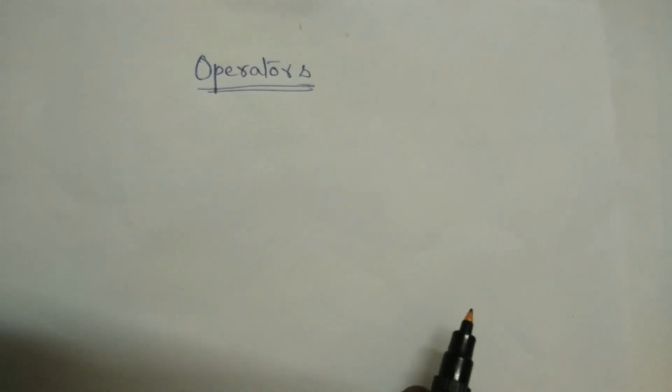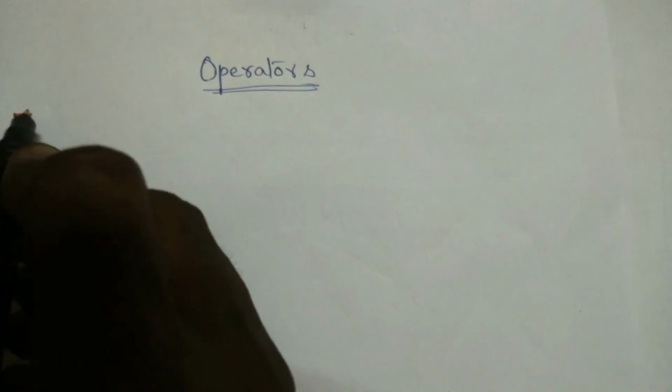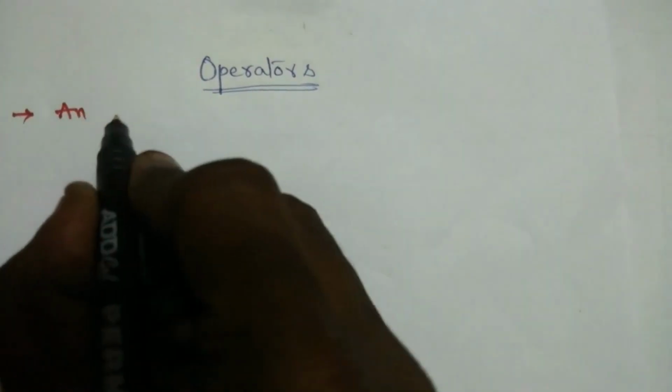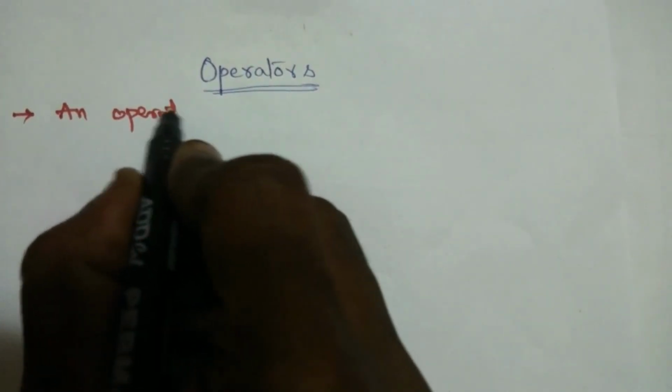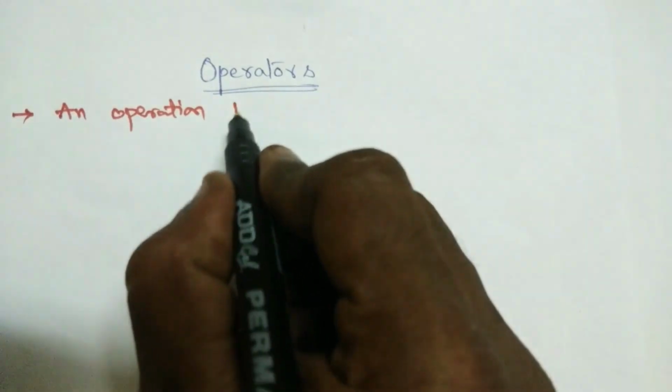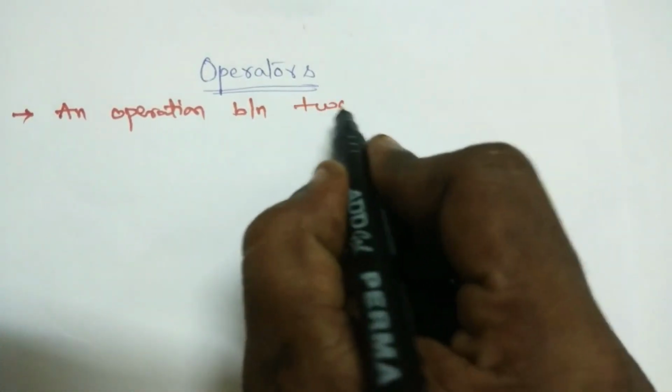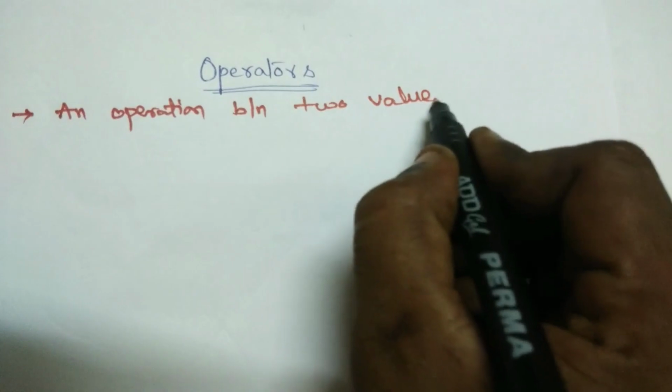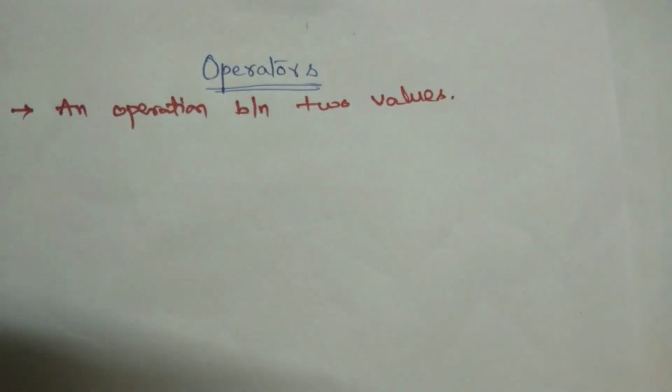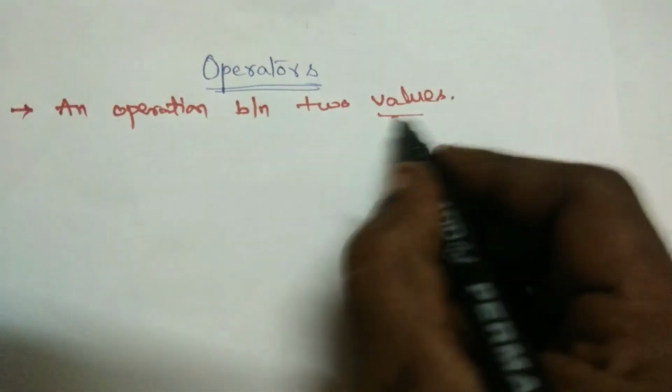What is meant by operator? Operator means an operation between two values. There are a number of operators. By using an operator, we can perform some operation between two values.